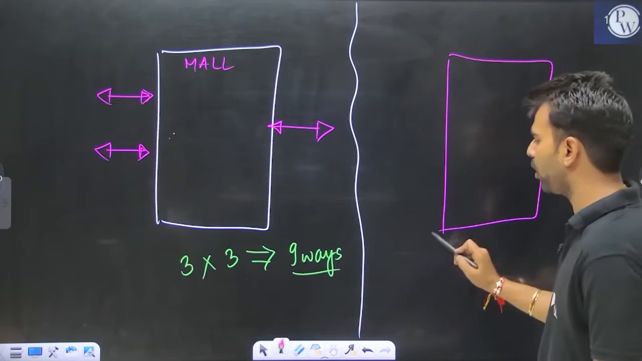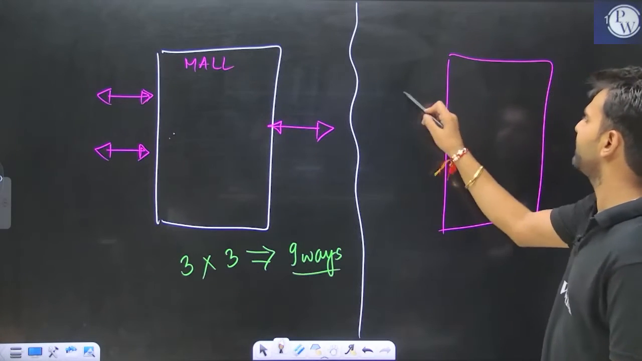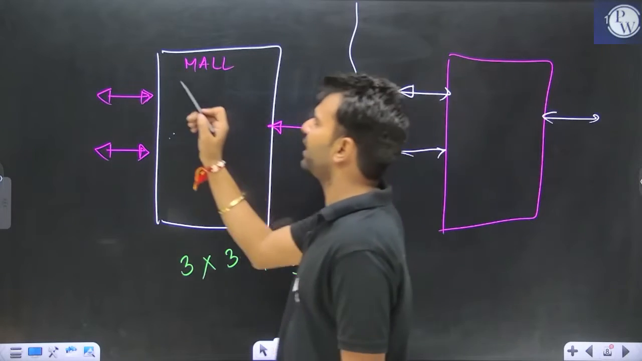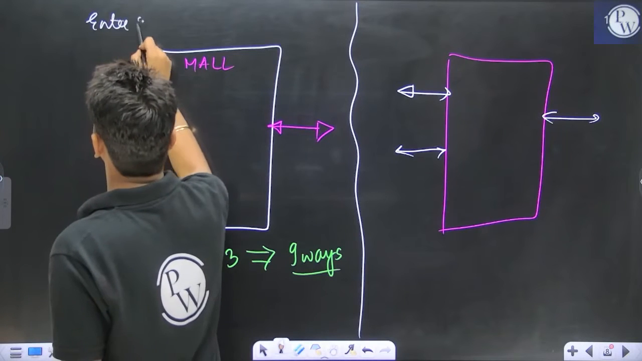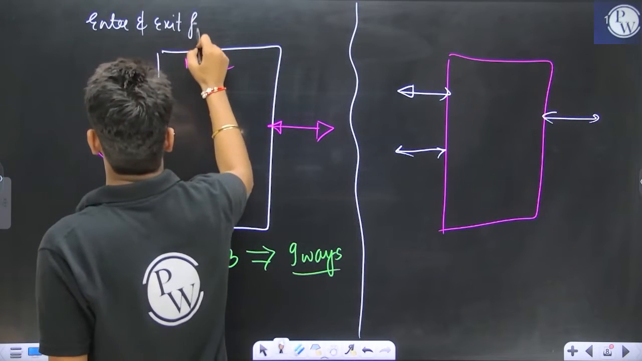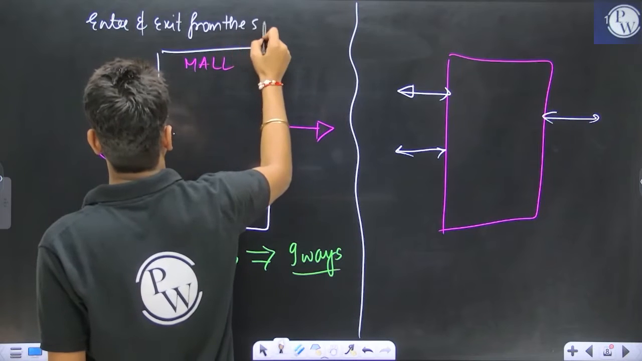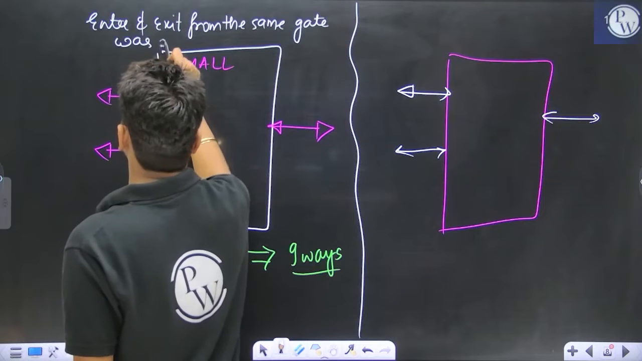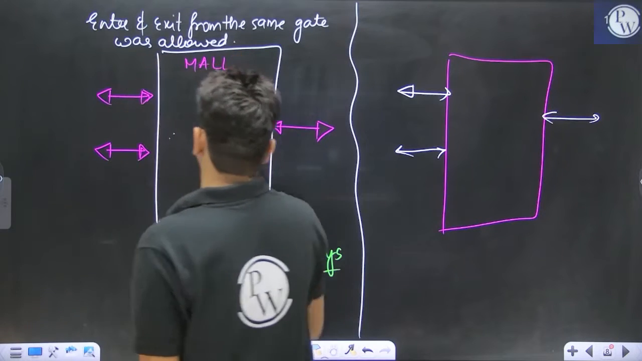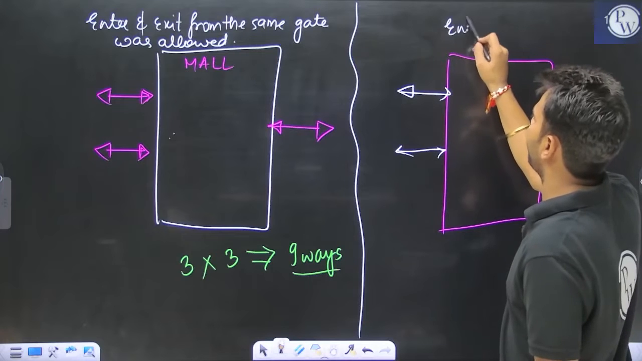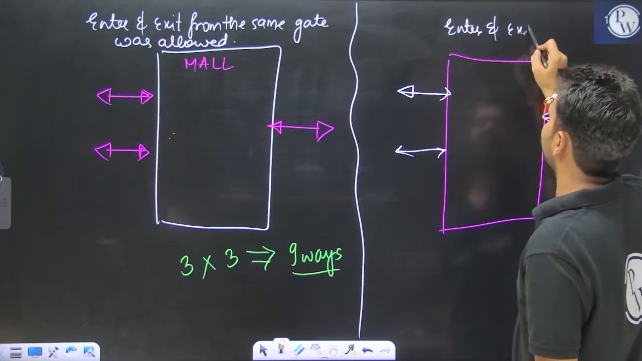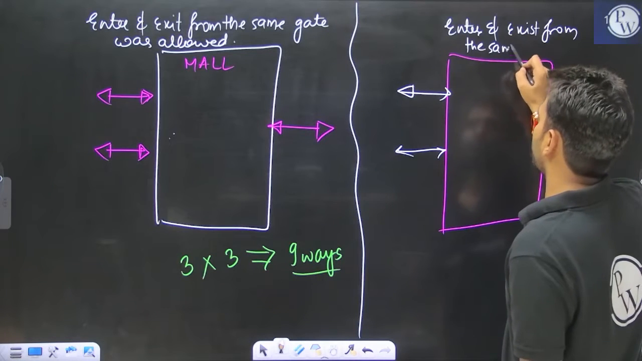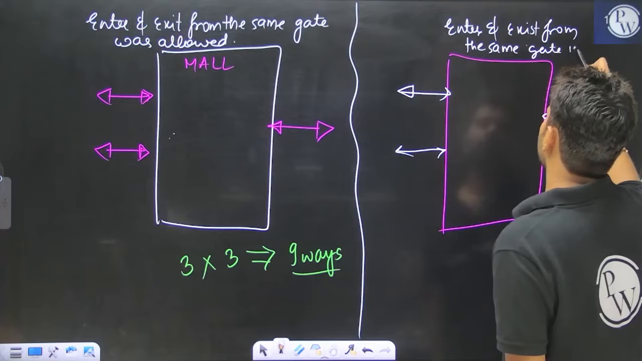Let's say this is the mall and these are the gates given to you. Here the condition was that entering and exiting from the same gate was allowed. Same gate was allowed. Okay. Alright. Over here I am putting a condition that entering and exiting from the same gate is not allowed. Same gate is not allowed.